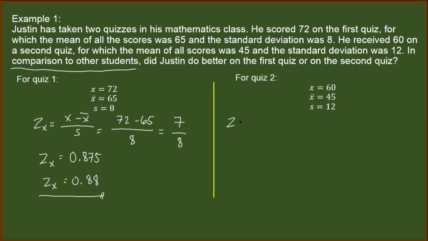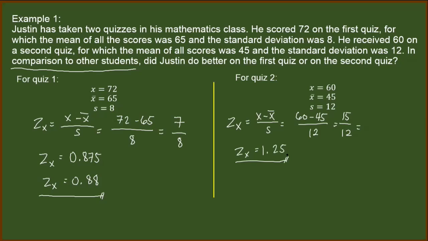So we have here z sub x. We have here x minus mean over the standard deviation. We have here 60 minus 45 over 12. 60 minus 45, that will result to 15. Divided by 12, it will result to 1.25. So z sub x is 1.25.